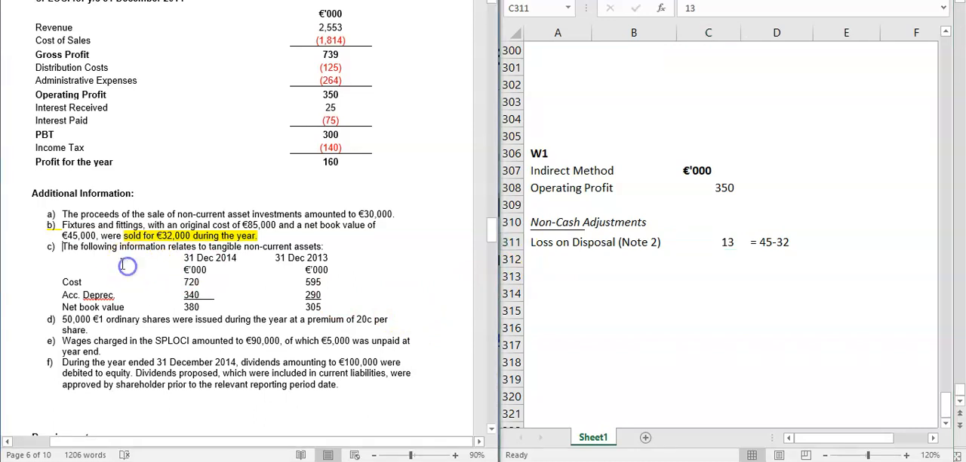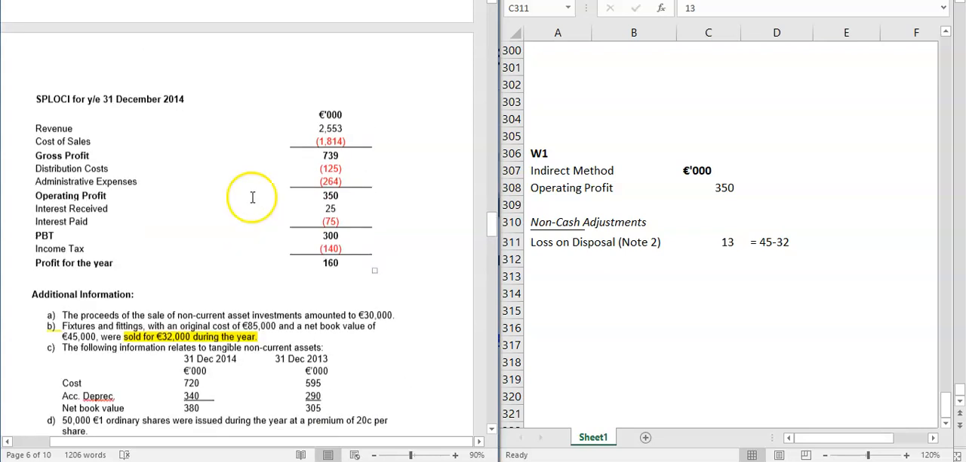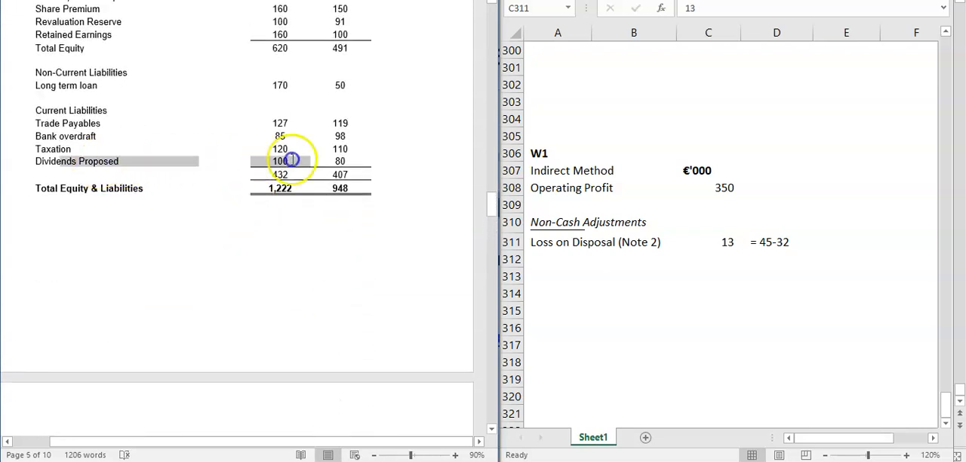Then we're told there's more information about tangible non-current assets. You're told shares were issued during the year, and we'll deal with that. You're told wages charged were 90,000, of which 5,000 were unpaid at the year end. So that's telling you that there is an accrual for wages at the year end. And you're told dividends of 100,000 were debited to equity, but they were included in current liabilities as well. And you'll see that up there, dividends proposed.